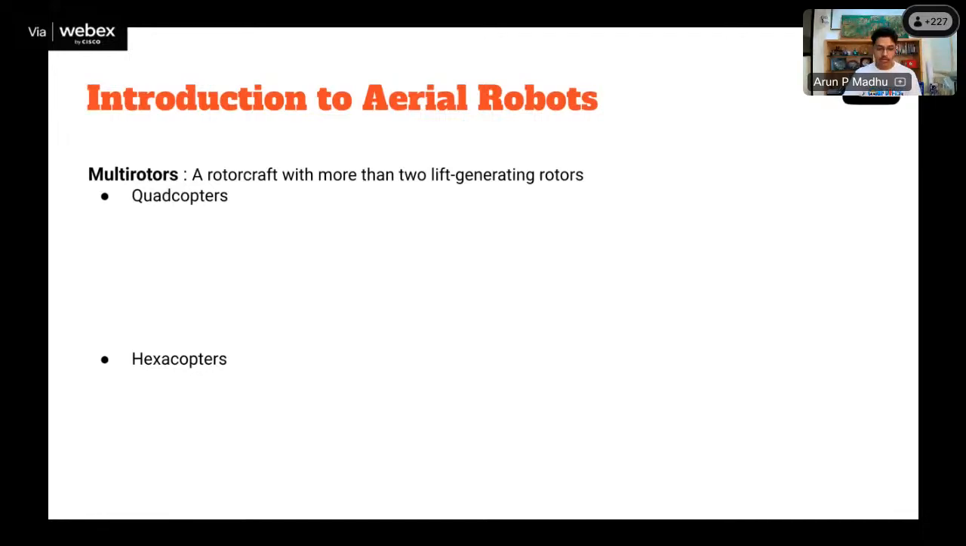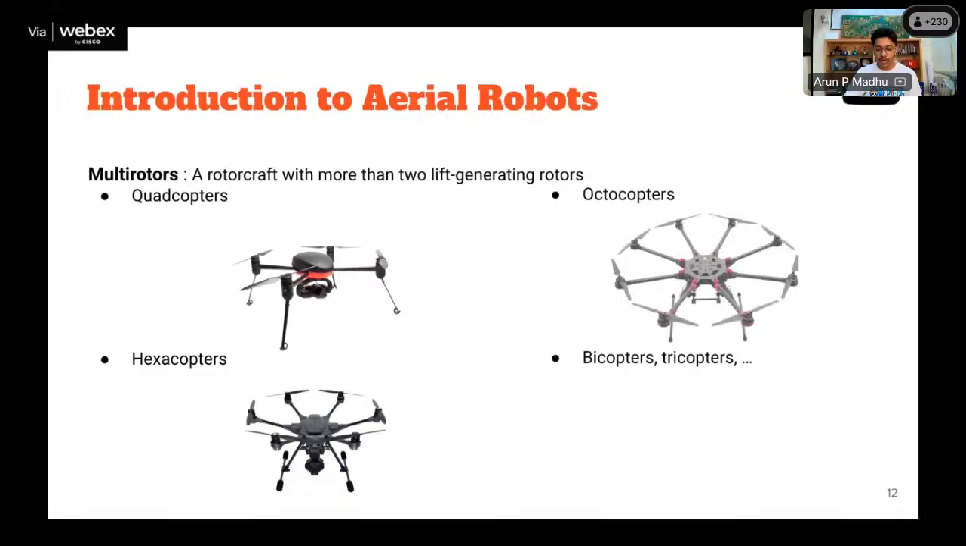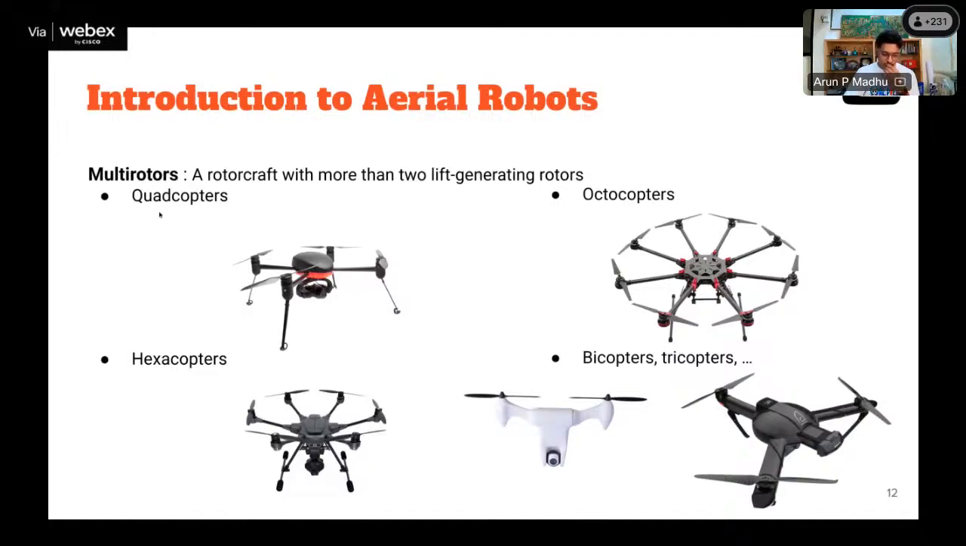That means if the drone has more than two motors generating lift, helping it to fly, we classify it as a multi-rotor. Examples are quadcopters, hexacopters. So quadcopters will have four motors, hexacopters will have six motors, then octocopters will have eight motors, and then there are bicopters and tricopters. So we'll be focusing on quadcopters in our session today, but there are hexacopters.